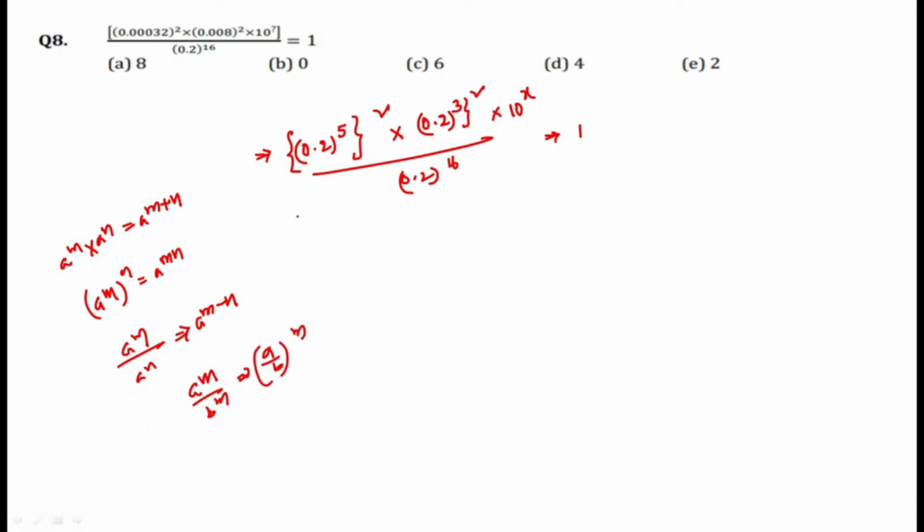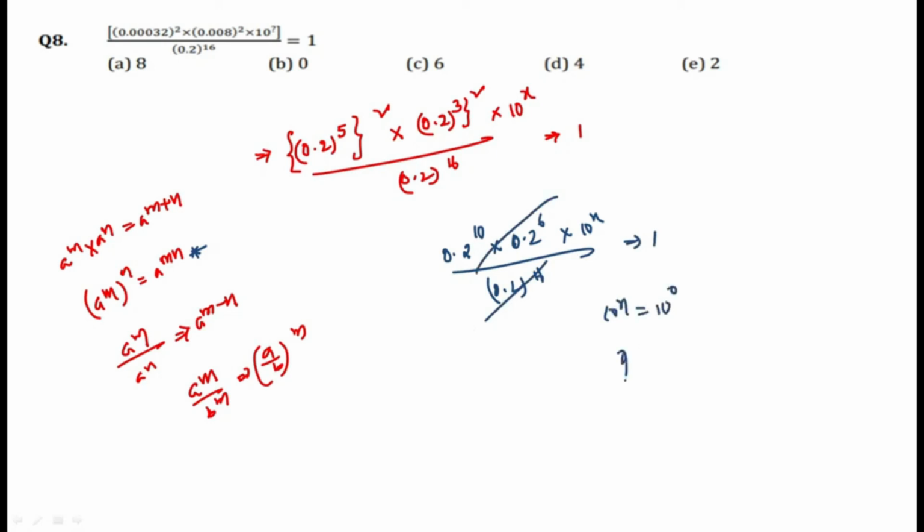Now see, based on these properties, you can conclude that 0.2 whole power 10 into 0.2 whole power 6 into 10 power x divided by 0.2 whole power 16, you can cancel these numbers, it is equal to 1. And the 10 power x can be represented as 10 power 0. Why? Because anything power 0 is equal to 1. Now the x value becomes 0. Answer is 0, guys.